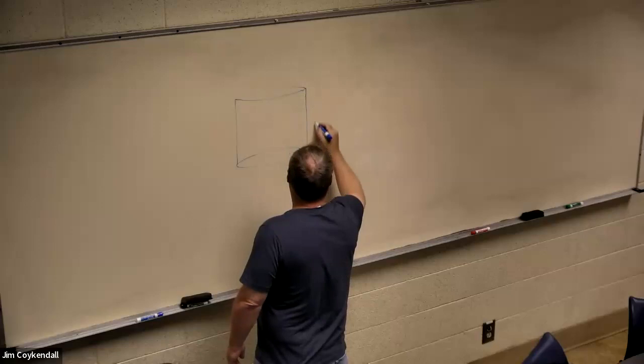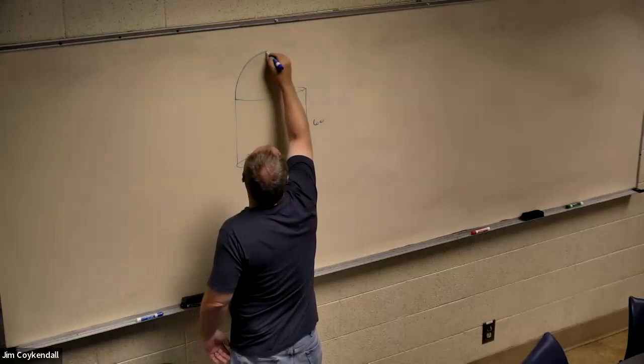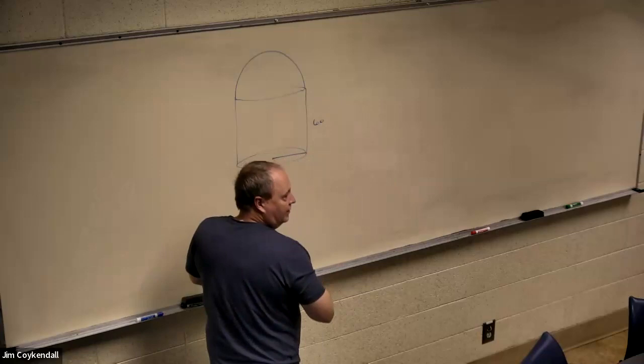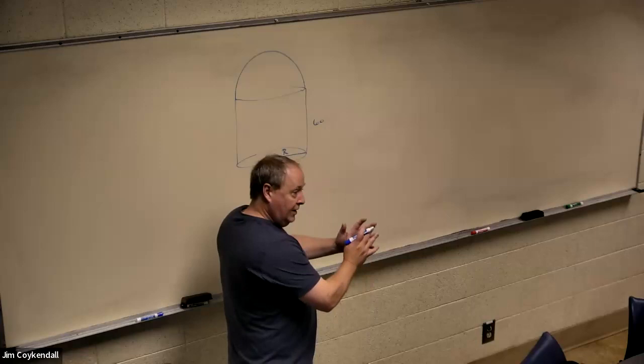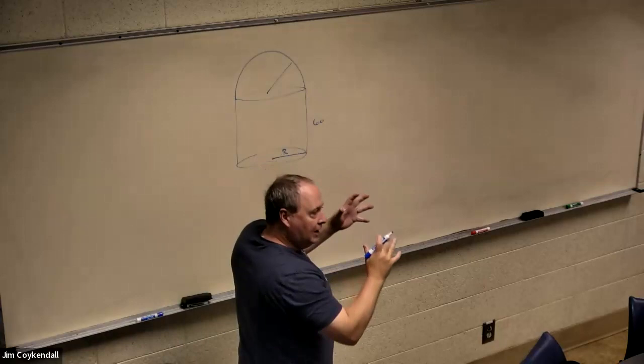And it's got this dome on top of it. And it's got a radius of, right? But I'm going to call that R because the radius is going to change as I add a little paint to it, right? Very little, but it'll change. And same up here on the dome. When you add that little thickness of paint to it, it's going to increase in radius, right?